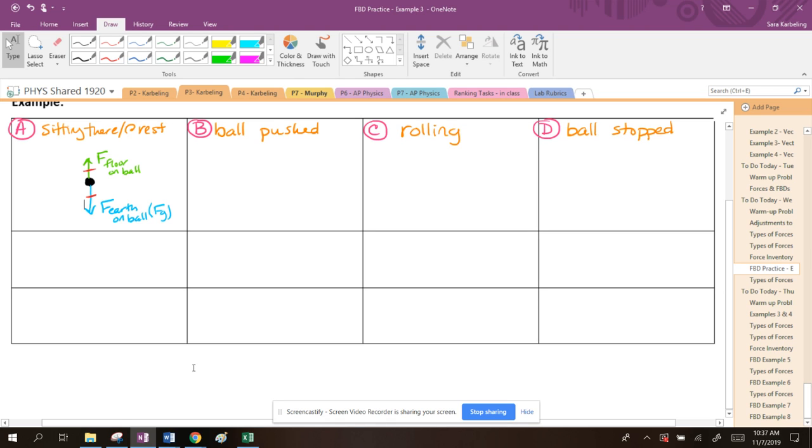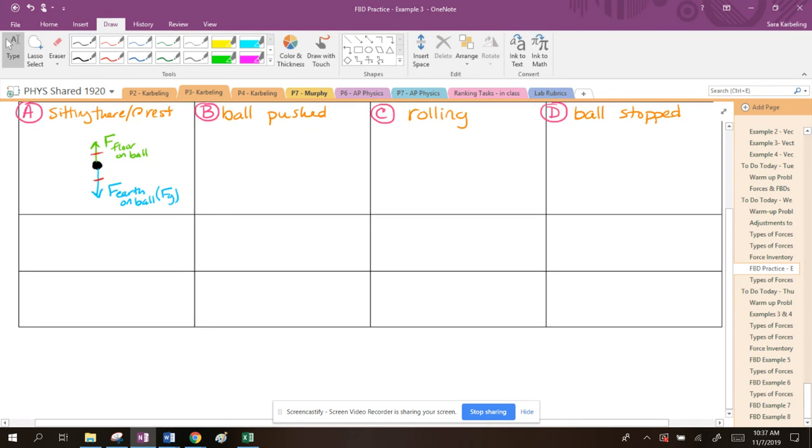Got the floor on the ball, you've got the earth on the ball, nothing's going anywhere, and those two forces are equal. We're going to write down something that I like to call an F-net equation.